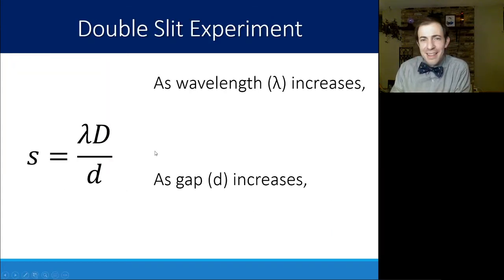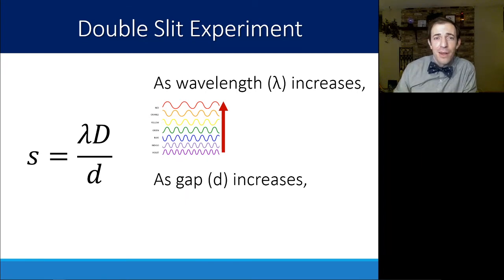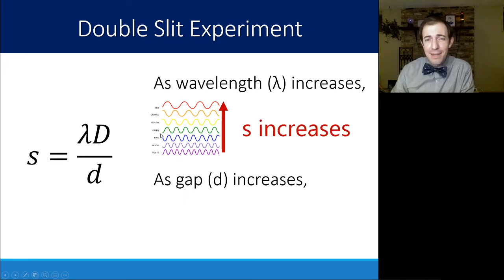So let's look at this just in terms of a conceptual understanding of how things change. If we're going to look at how the spacing, how the pattern on the screen changes, there are two main things that we might change about that. Number one is the wavelength. If we increase the wavelength, which basically means we're going from the purple end of the spectrum to the red end of the spectrum, we are going to change lambda here. If lambda goes up, then S has to go up as well. If lambda increases, then so does S, the spacing.